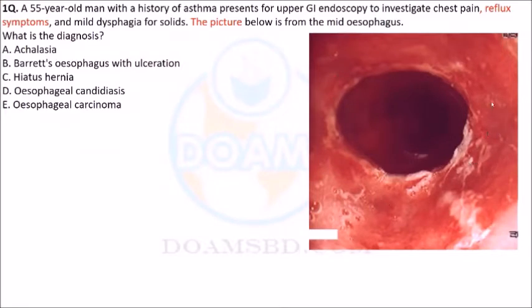And is it the metaplasia? Why is this red? Due to metaplasia, I think. What is the original color of the esophagus? Pinkish, light pink. Is it visible anywhere? Yes, it is a bit before.